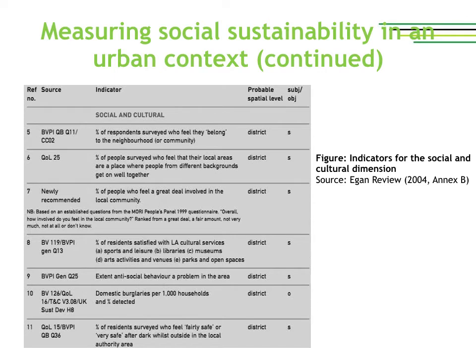For example, if you look at item number 5, you will see that we have percentage of respondents surveyed who feel they belong to the neighborhood. This is clearly an indicator based on perception on how people feel about their community. If you look at item number 10, domestic burglaries per 1,000 households and the percentage that were detected, you clearly have an indicator which is based on objective data. These are data that are provided by the local police.